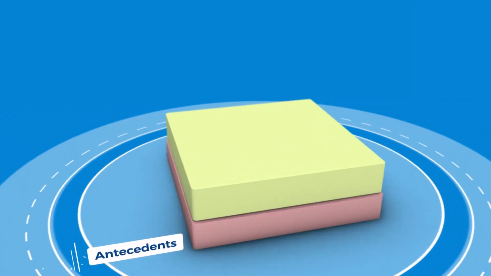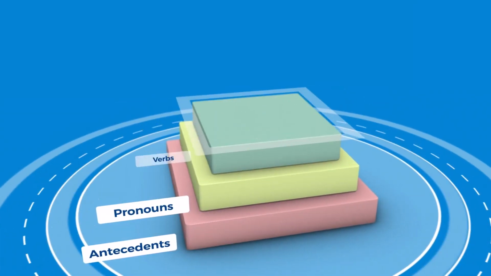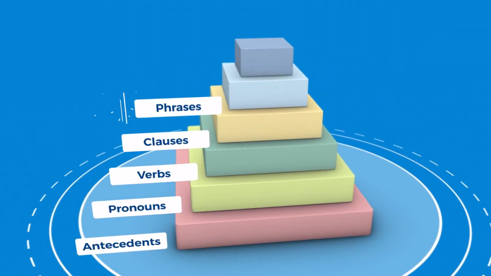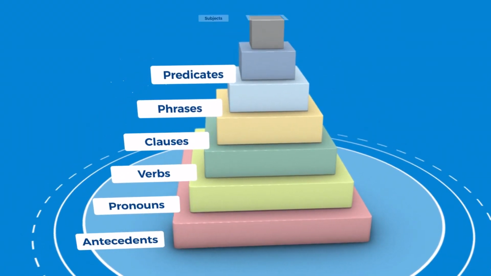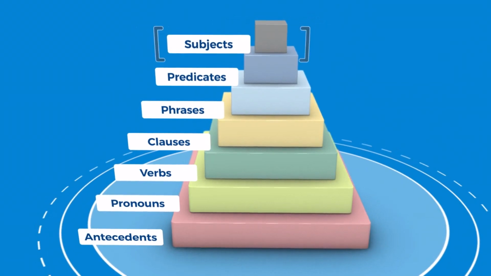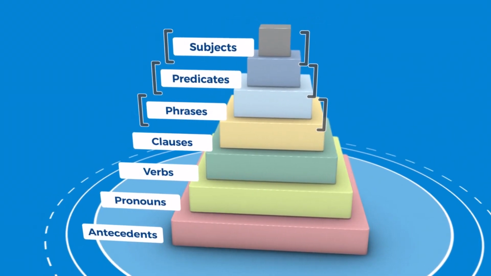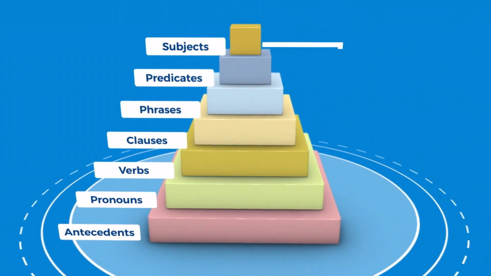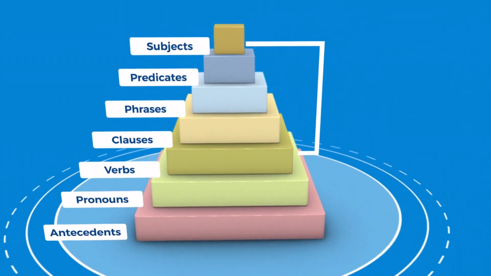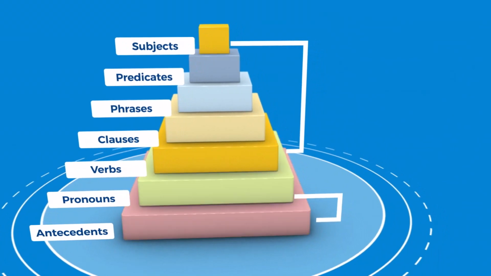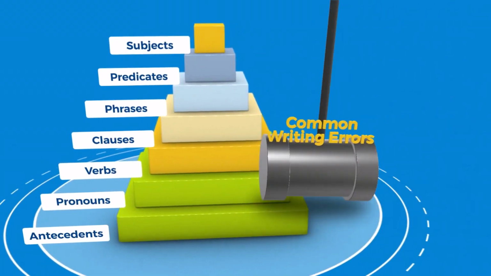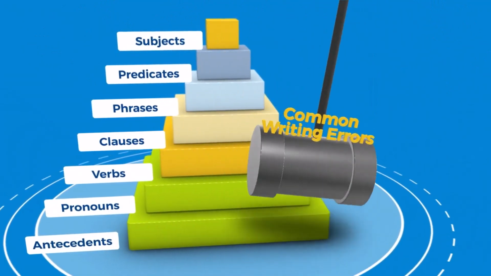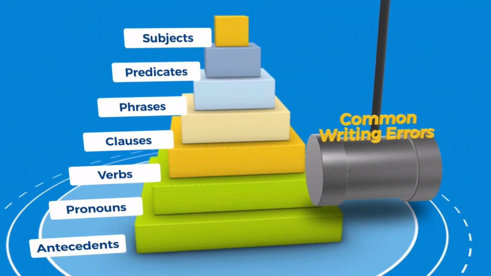To create clear, well-structured sentences, you need a strong understanding of syntax, the building blocks of language. In this course, you'll learn about sentence parts such as subjects and predicates, and phrases and clauses. You'll find out about agreements between subjects and verbs, as well as between pronouns and antecedents. You'll also learn about how to avoid common writing errors, such as sentence fragments, comma splices, and run-on sentences.